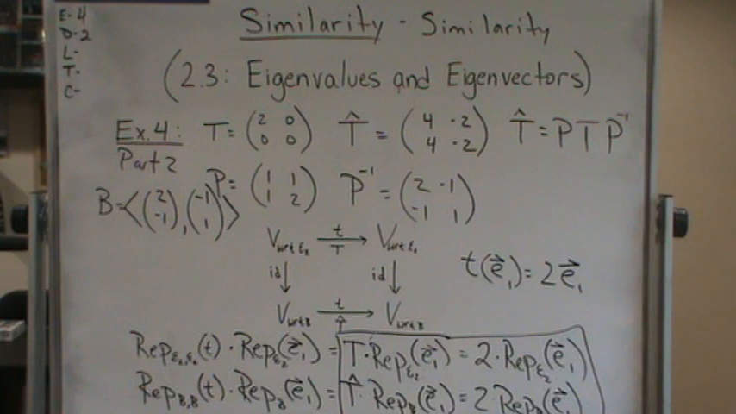So when the matrix representing the transformation is T, it assumes that column vectors are representations with respect to epsilon 2. However, T hat assumes that column vectors are representations with respect to B, and so the column vectors that get doubled are different. And in the next example, we're going to see the basic tool for finding eigenvectors and eigenvalues.